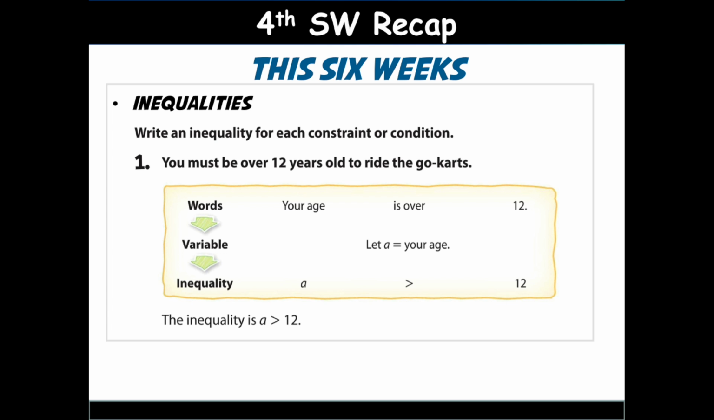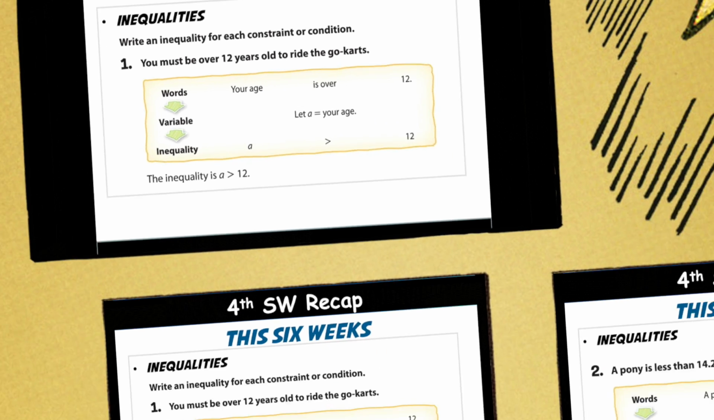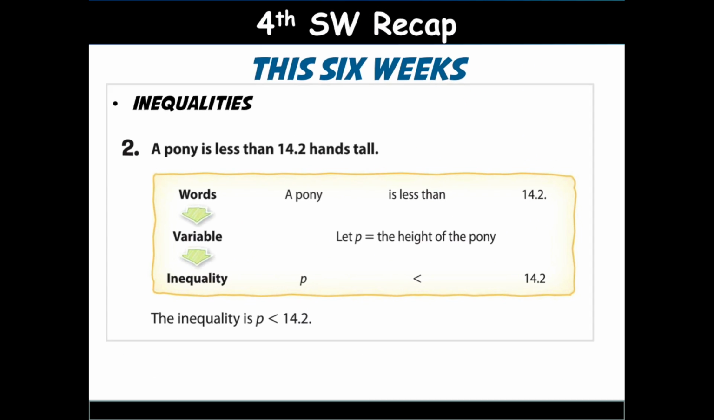Let's look at a different one. What if we're talking about a pony and it says a pony is less than 14.2 hands tall? Well, keywords right there were less than. So they very distinctly gave it away. There was no hidden meaning or anything. It was very obvious. Less than.